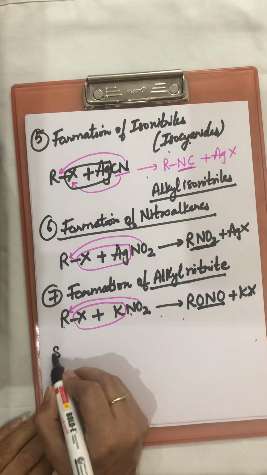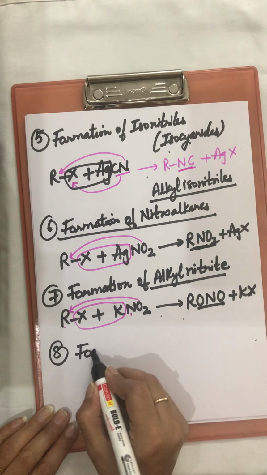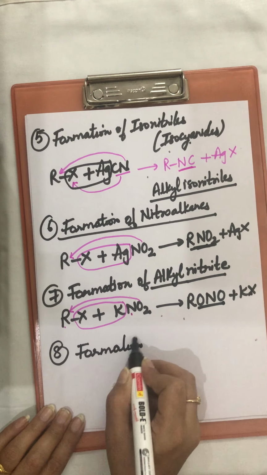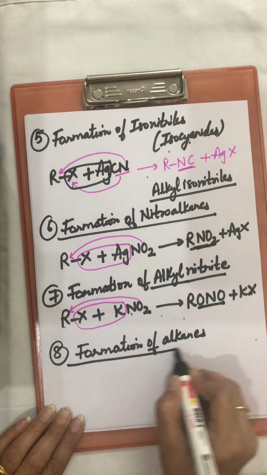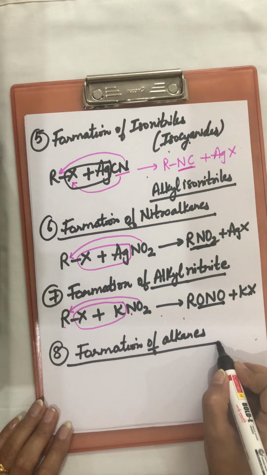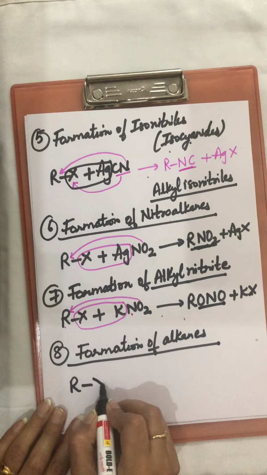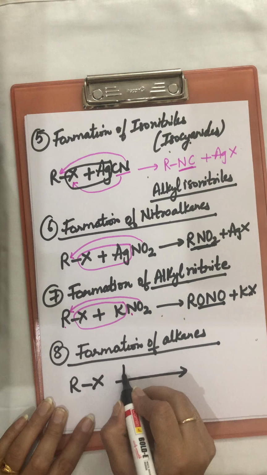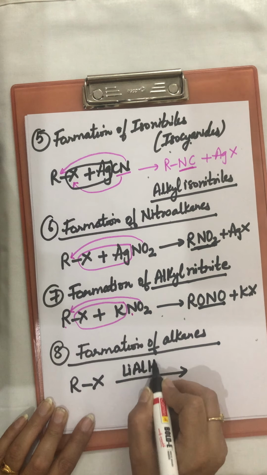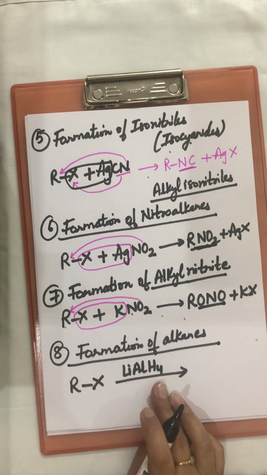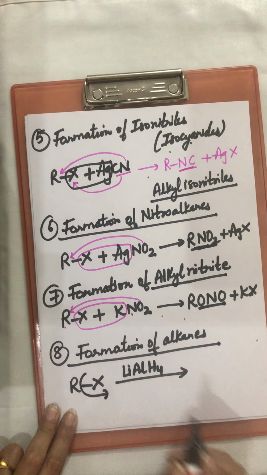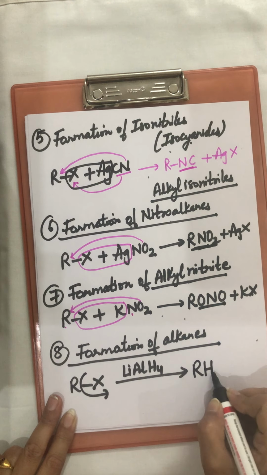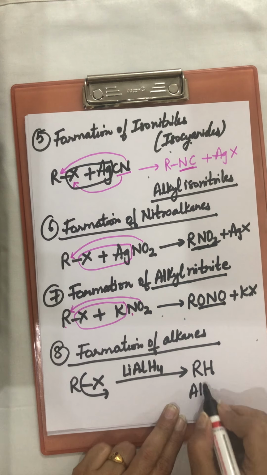Next, the last property here is formation of alkanes or hydrocarbons. How can we get alkane from haloalkane? If haloalkane is reacted with a strong reducing agent, lithium aluminium hydride. Reducing agent means it provides hydrogen. So X comes out and in place of this there will be hydrogen. RH will come here. RH is known as an alkane.